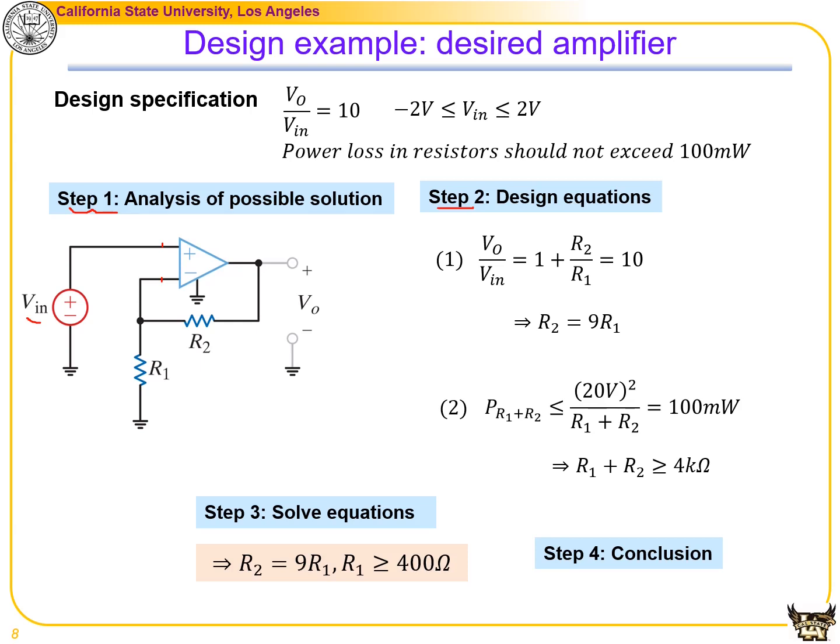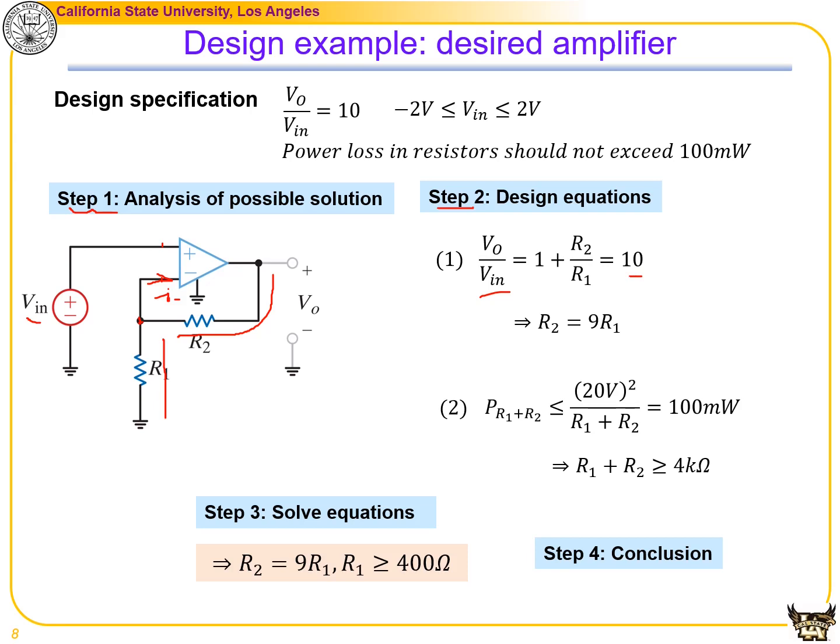And we can write a KCL equation at this inverting terminal, which gives us (VO minus V minus) divided by R2 plus (0 minus V minus) divided by R1, that is equal to the current I minus. By simplifying that, we get the conclusion VO over Vin is equal to 1 plus R2 over R1. From the design specification, we know that this amplification gain needs to be equal to 10, so we can find the relationship between R2 and R1.